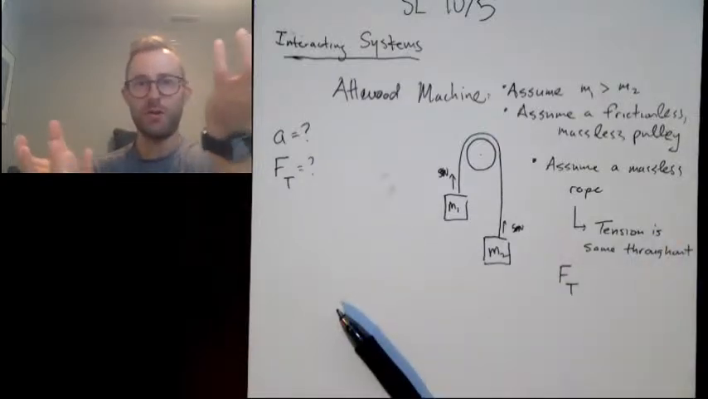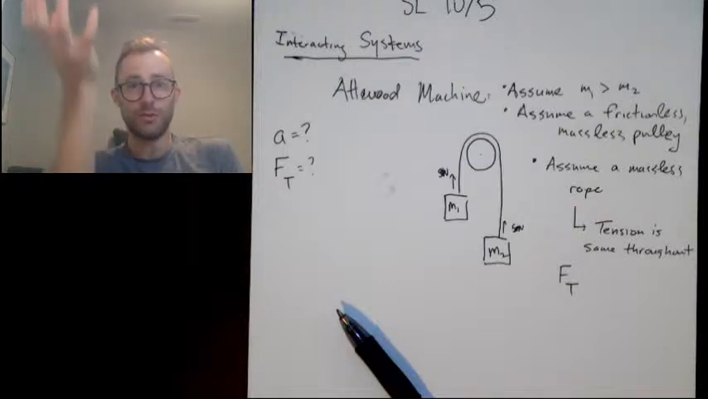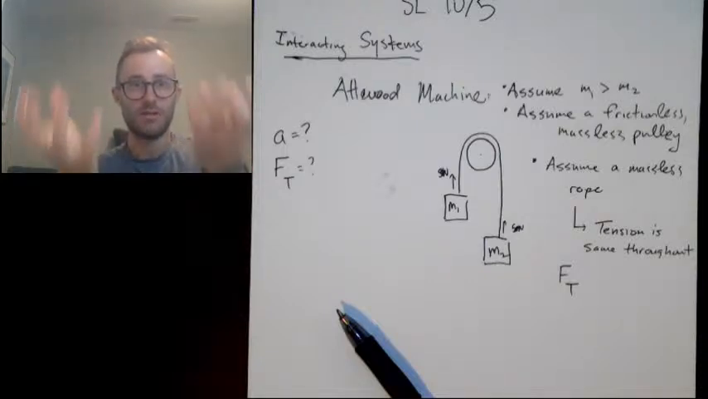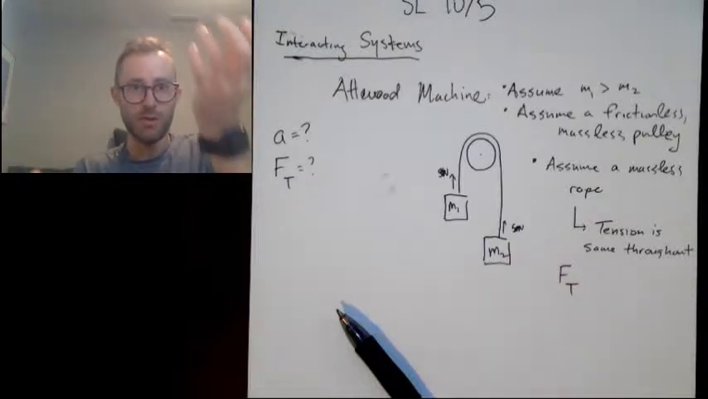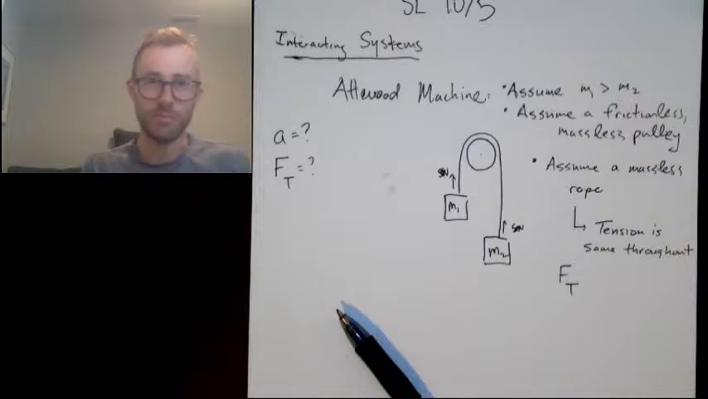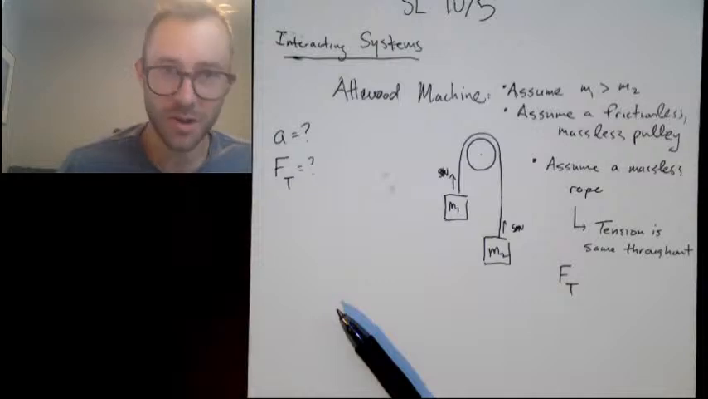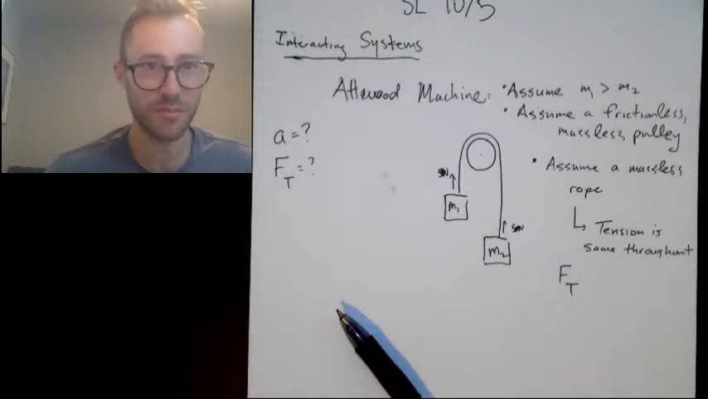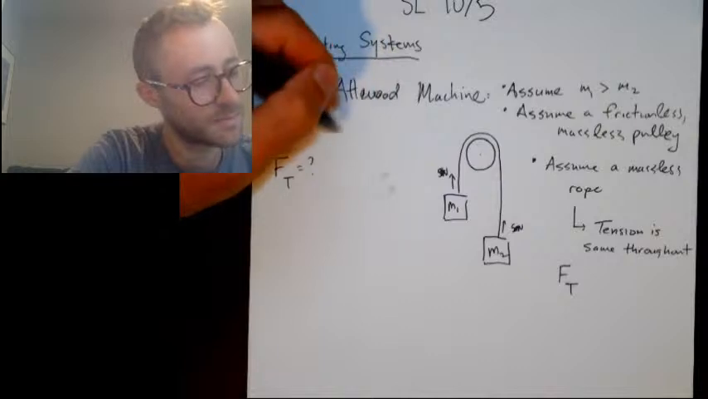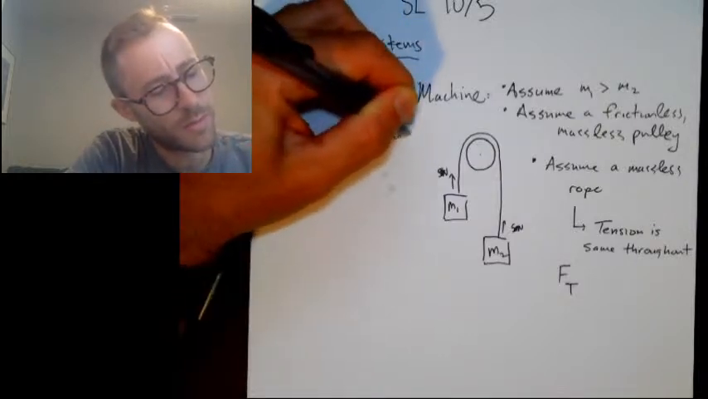So what if M1 falls 1 meter in 1 second? Then that means that M2 rose 1 meter in 1 second. So they're linked by this rope. If one falls a certain amount in a certain amount of time, then the other one rises that same amount in the same amount of time. That means basically that their position-time graphs are the same, which means that their velocity-time graphs are the same and their acceleration-time graphs are the same. So they have the same acceleration. A1 equals A2 when the rope is taut.